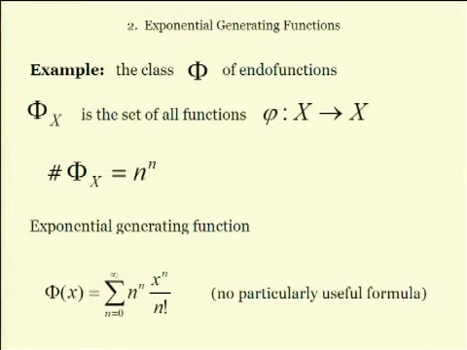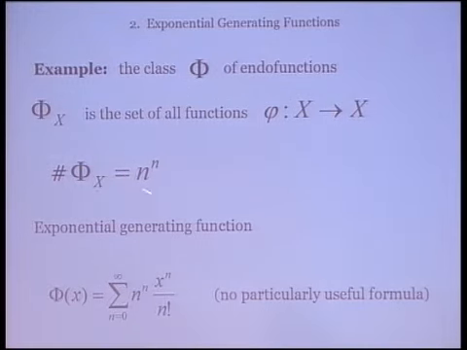The class of endofunctions is kind of a similar thing. They're easy to count. An endofunction is any function from a set to itself. There's a typo here; I'm implicitly supposing that X has n elements. So for each of the n elements of the set X, you have one of n choices for its image. So there are n to the n endofunctions, and here's the exponential generating function.